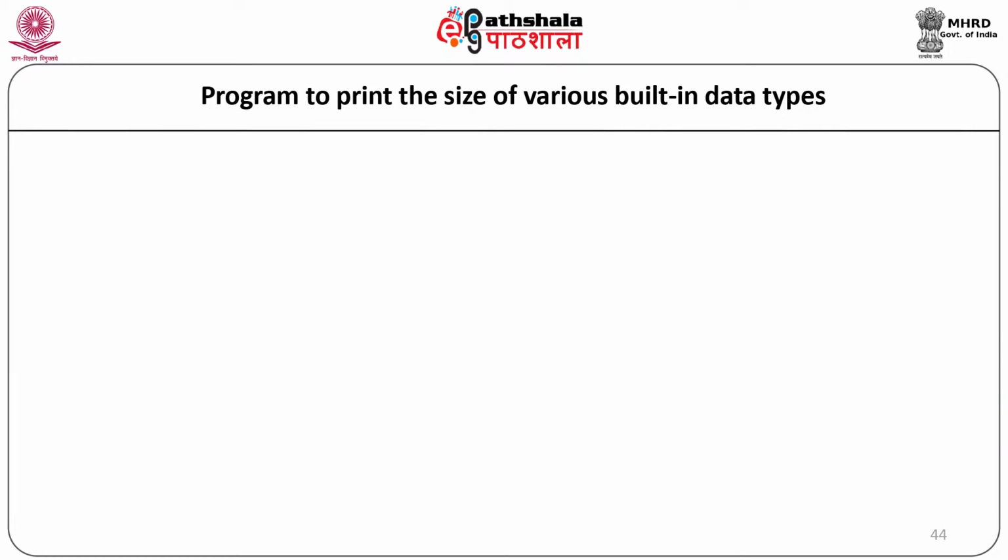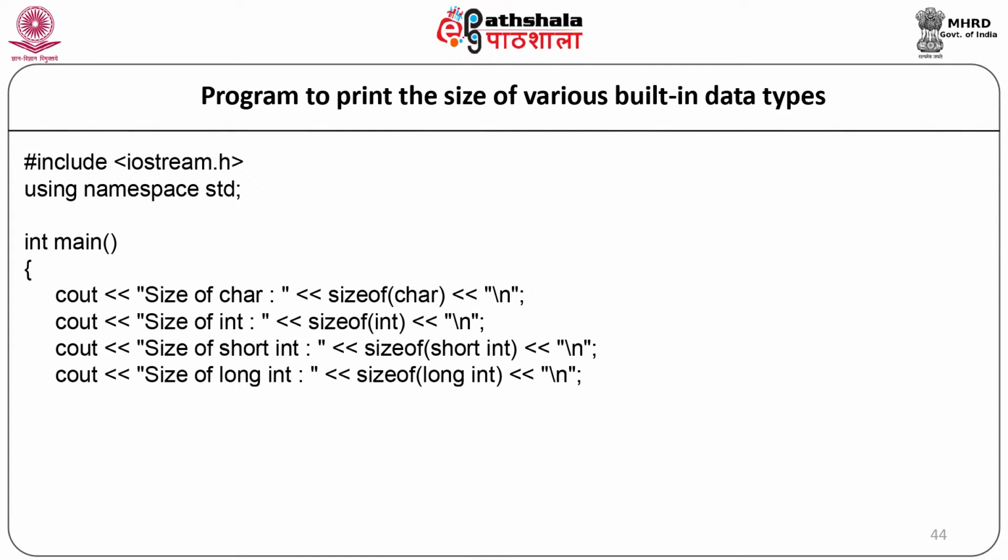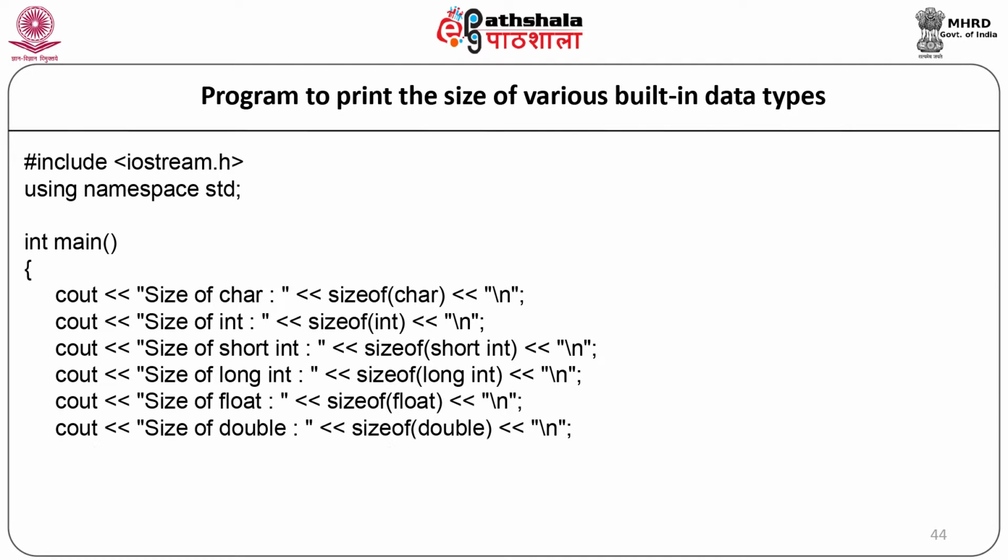Now let us write a program to print the size of various built-in data types. So we will understand what is the memory requirement for a particular machine. #include <iostream>, using namespace std. We will start with the main function. Now we are displaying the different sizes: sizeof char, int, short int, long int, float, double, and wchar_t, and our program ends.